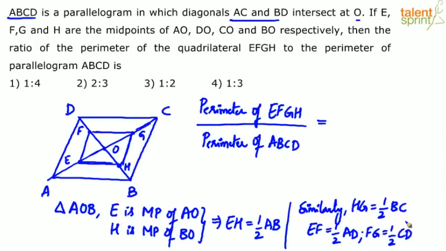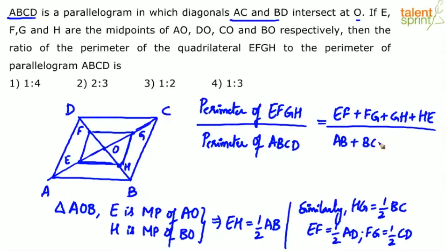That's it. Now, what's the perimeter of EFGH? EF plus FG plus GH plus HE, right? You're getting it? I'm sure you have got the idea already. Divided by the perimeter of ABCD, the sum of the sides, AB plus BC plus CD plus DA.